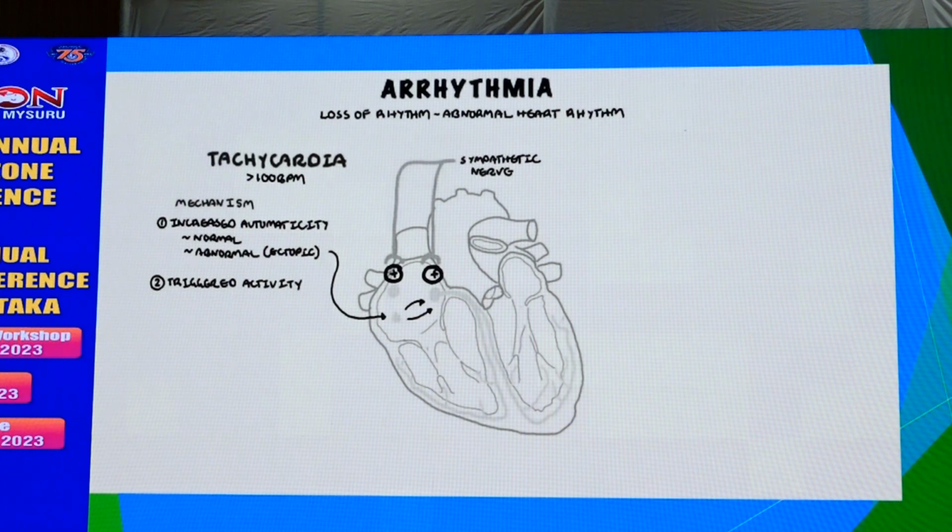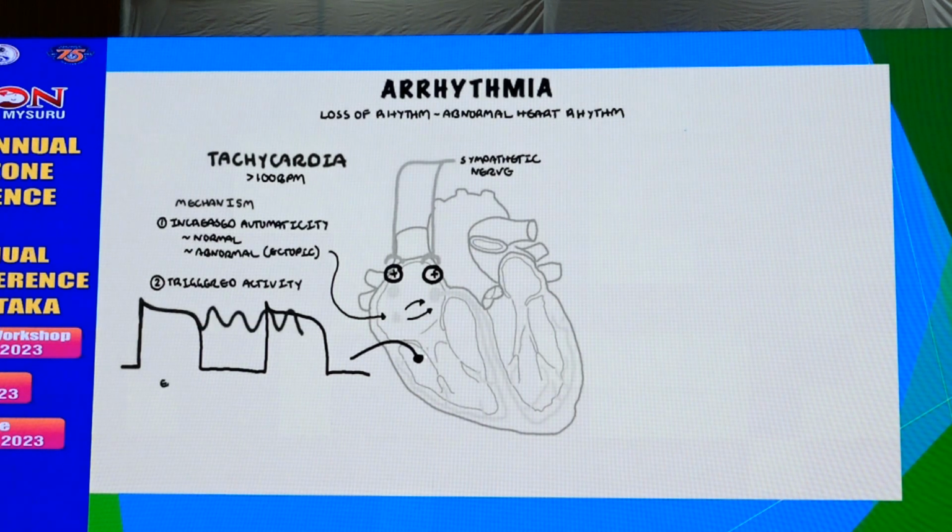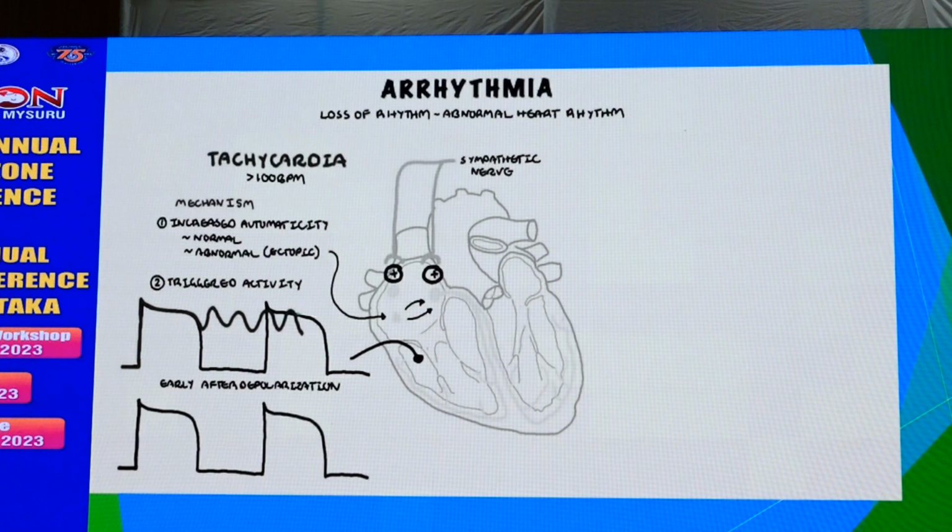It can happen in two ways. This can happen anywhere in the myocardium, but I'm taking the example of the ventricular muscle. In the ventricular muscle, after the depolarization, in the early phase, that is, in the relative refractory period, there can be a triggered activity. This is called early after depolarization. When the same triggered activity happens in phase 4, it is called delayed after depolarization.